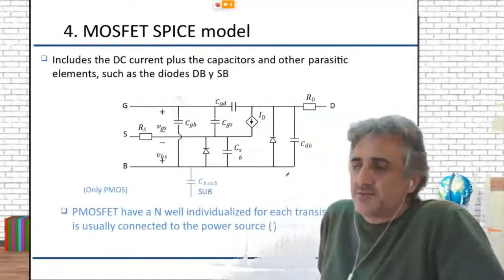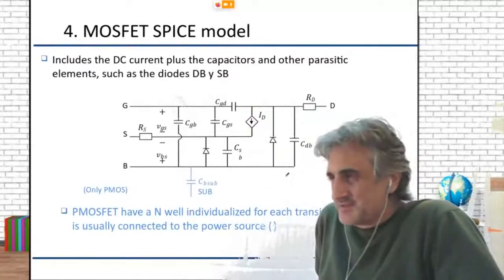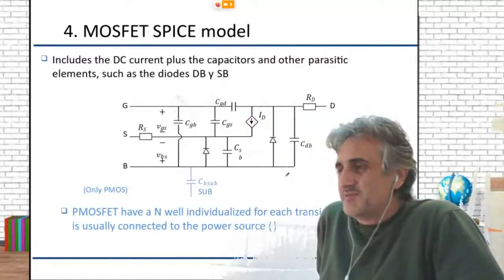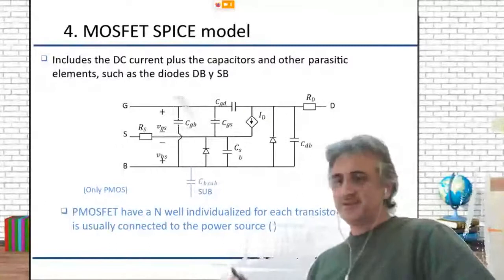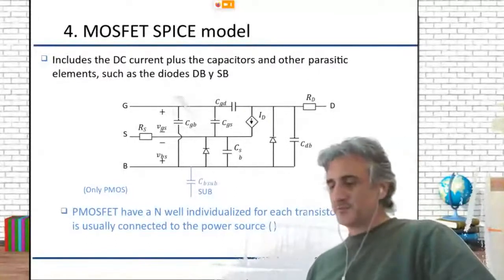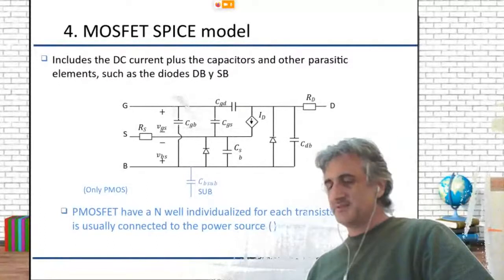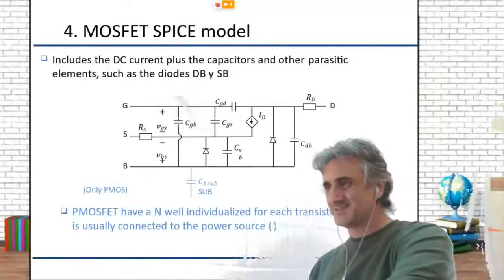And then this is for an N transistor. For a P transistor, things are slightly more complex, and we have another capacitance which is related to the capacitance between the well and the bulk. This is just another capacitance.